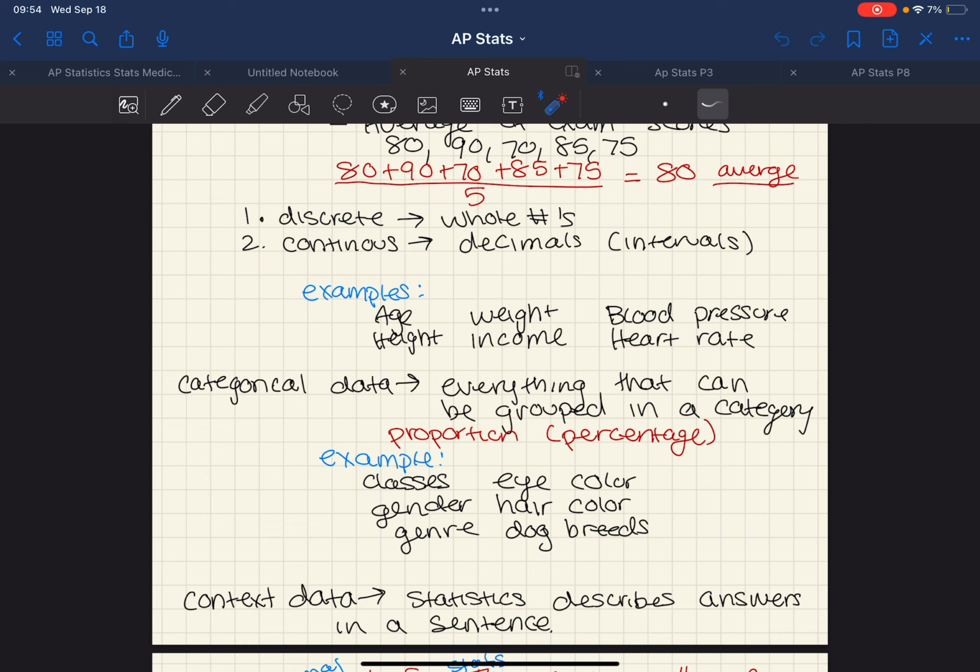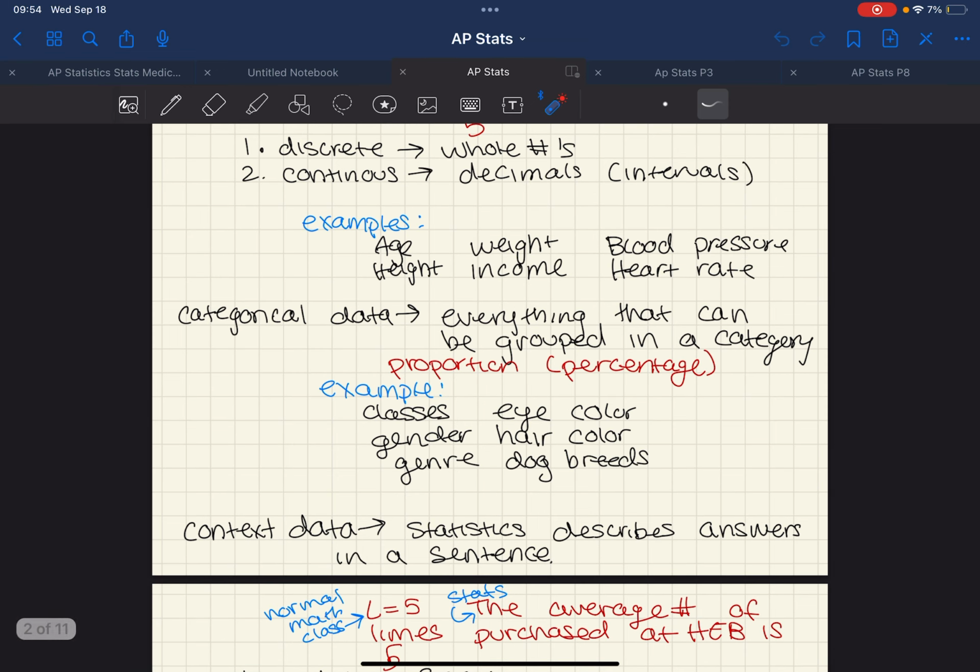For categorical data, that is everything that can be grouped in a category. So I want you to think proportion or percentage. So if they're asking you to find the proportion or the percentage of a distribution, you know that this is categorical data where everything is in categories. Okay? And we talked a little bit about this when we did the favorite classes lab, when we were comparing to see if our core classes could reflect our favorite elective classes. Okay, and classes were all in different categories like sciences, maths, English, so on and so forth.